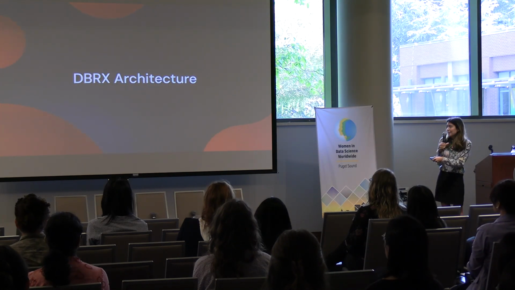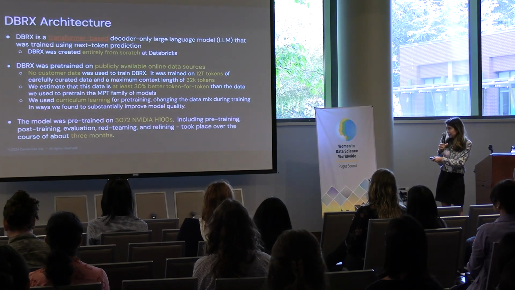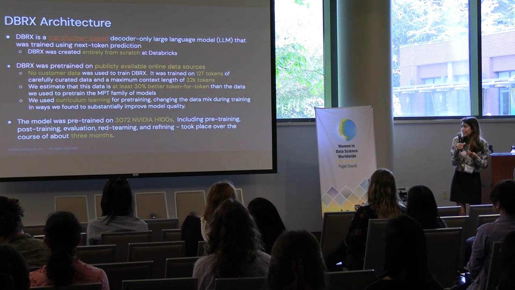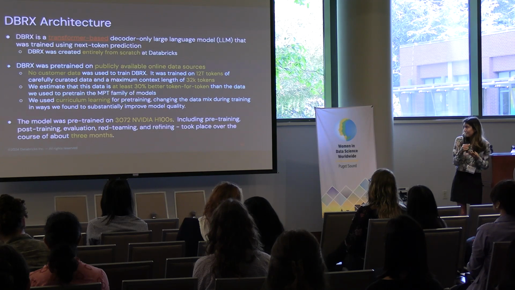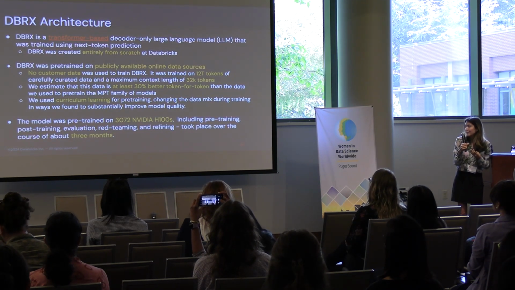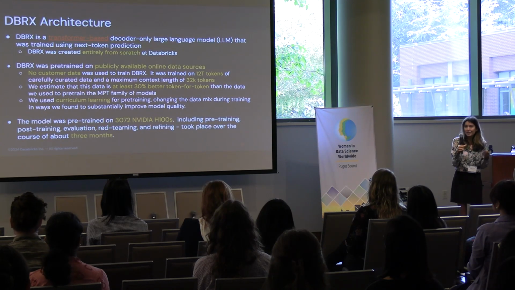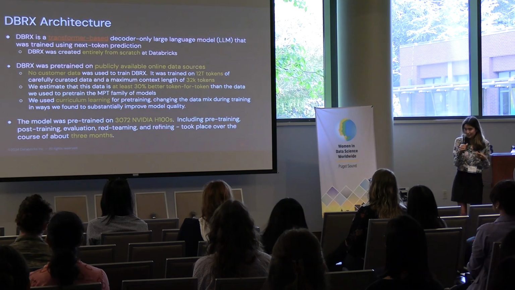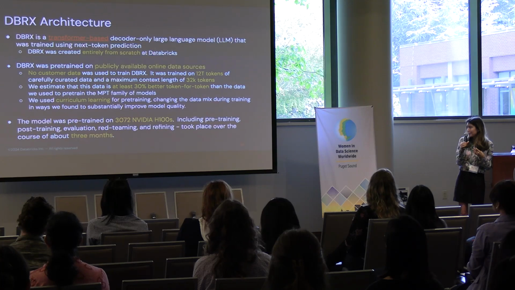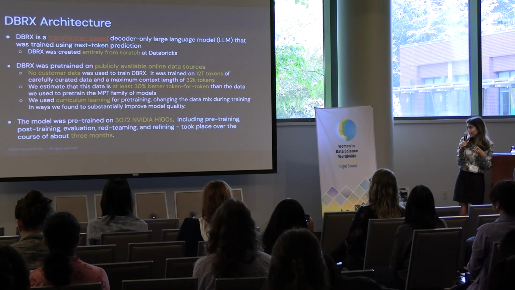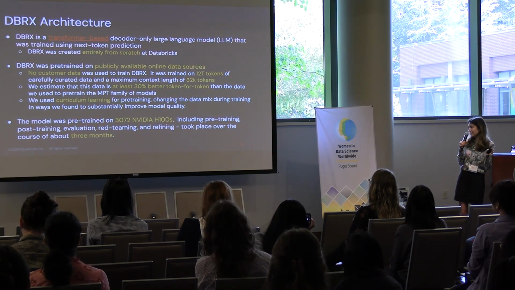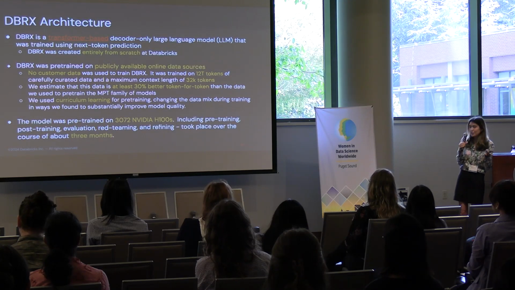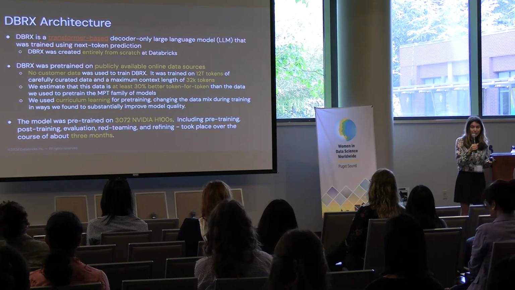Next, I'm going to go through the architecture. DBRX is a transformer-based decoder-only large language model that was trained using next token prediction. It was trained entirely from scratch, which means that all 132 billion parameters started out with a random number, and then over the course of 3 months, those got assigned their final values. It was pre-trained on publicly available data sources, so no customer data, just Common Crawl, essentially, which is a large public scrape of the internet.